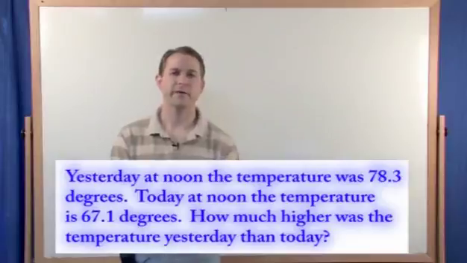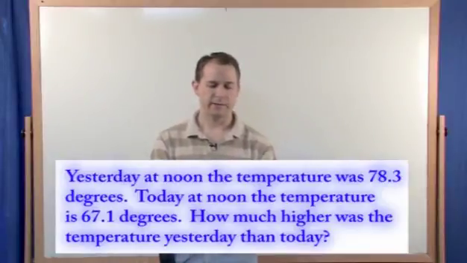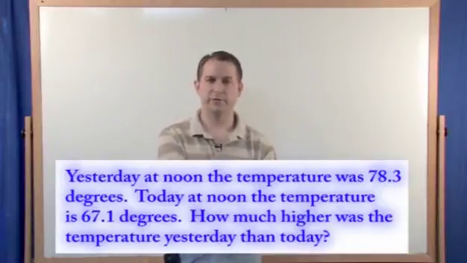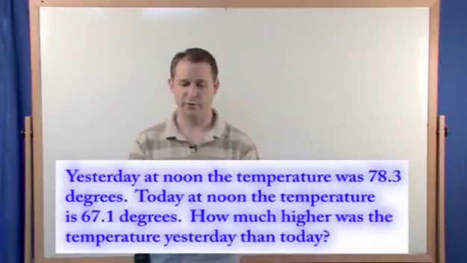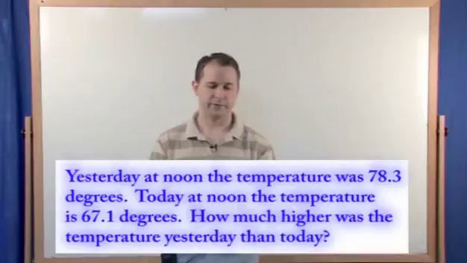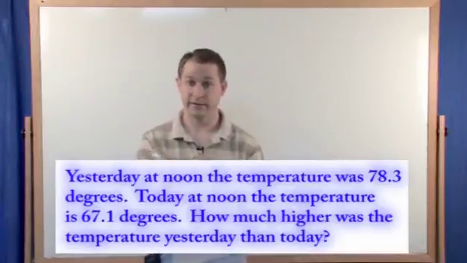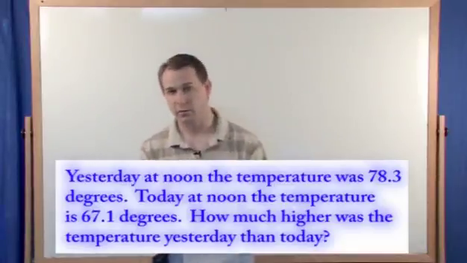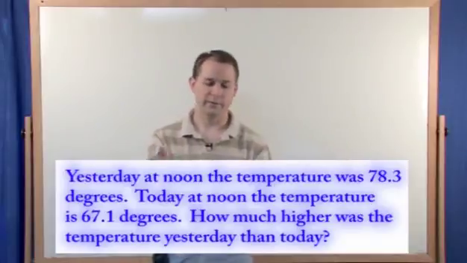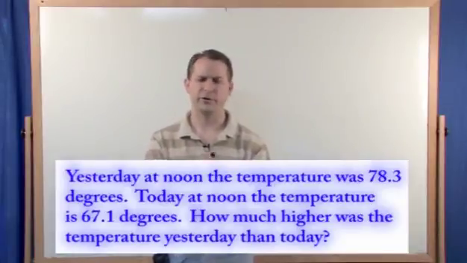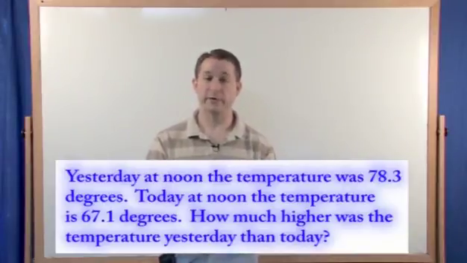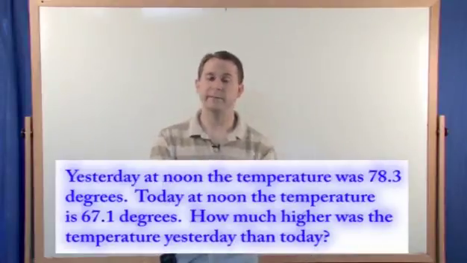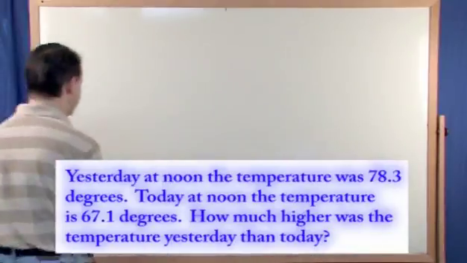So you see, this problem has all the elements we just talked about. You have a temperature yesterday given to you, 78.3, and today the temperature is cooler at 67.1. And you're asked how much higher. That's what I was saying: how much higher, how much lower, how much shorter, how much longer. This one is how much higher was the temperature yesterday than today. So we're comparing these two numbers, and we need to subtract them to find the difference between them, and that's going to tell us how much higher the temperature was.